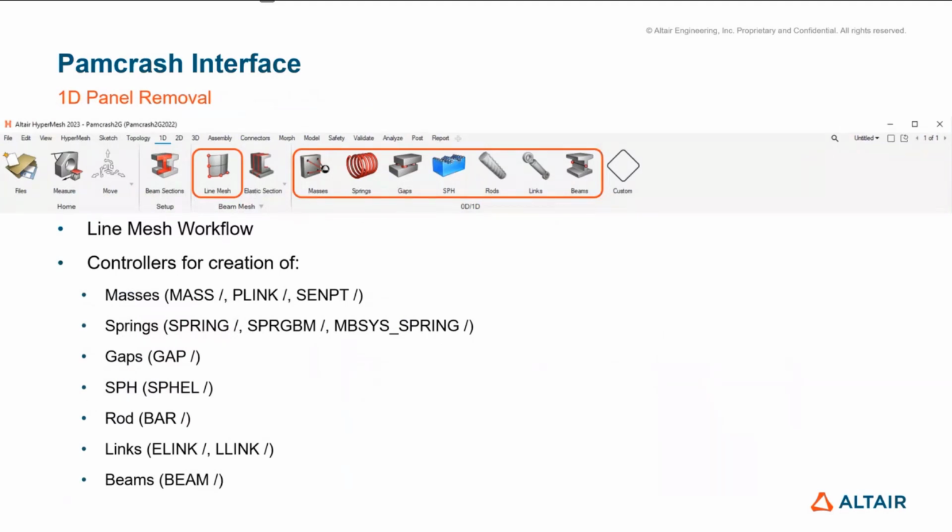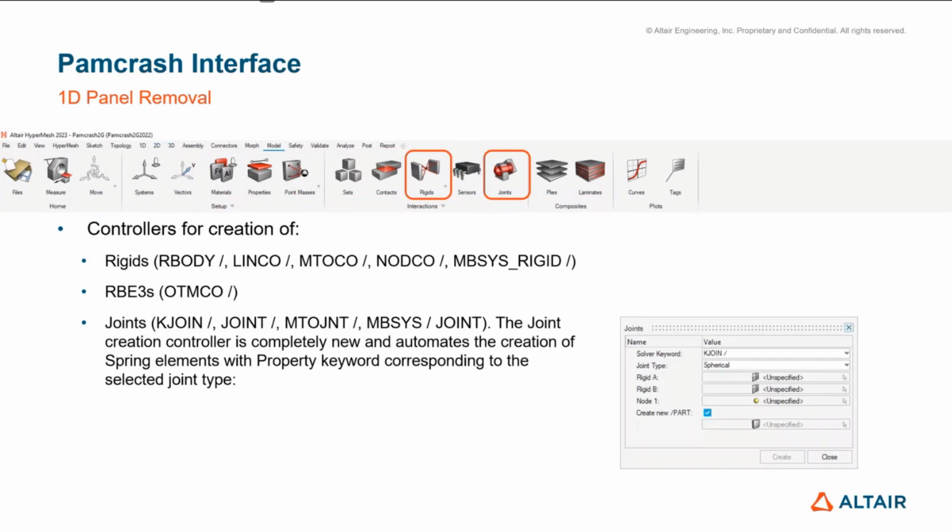Similarly to the other profiles, the 1D panel is of course completely removed. You have now access here to all the 1D elements within the 1D ribbon for the springs, the masses, the gap, the SPH elements, bars and E-link and beams. So everything is covered within this ribbon. And of course, similarly to other profiles, the rigids are also covered within the rigid controller. So for the rigid body, air body, LINKO, MTOCO, and so on. And same for the RB3s with the OTMCO.